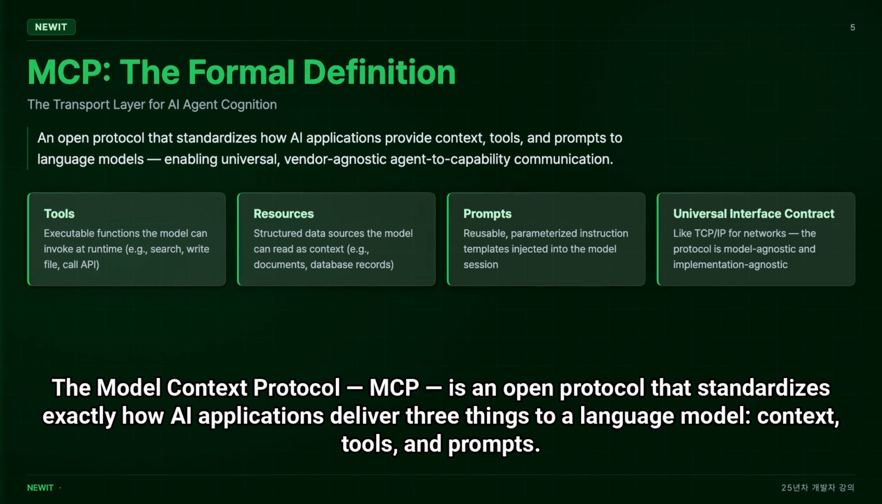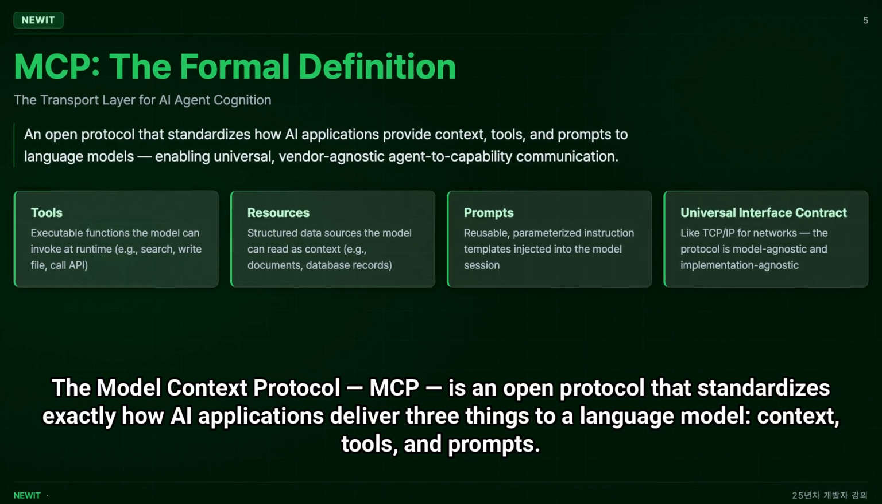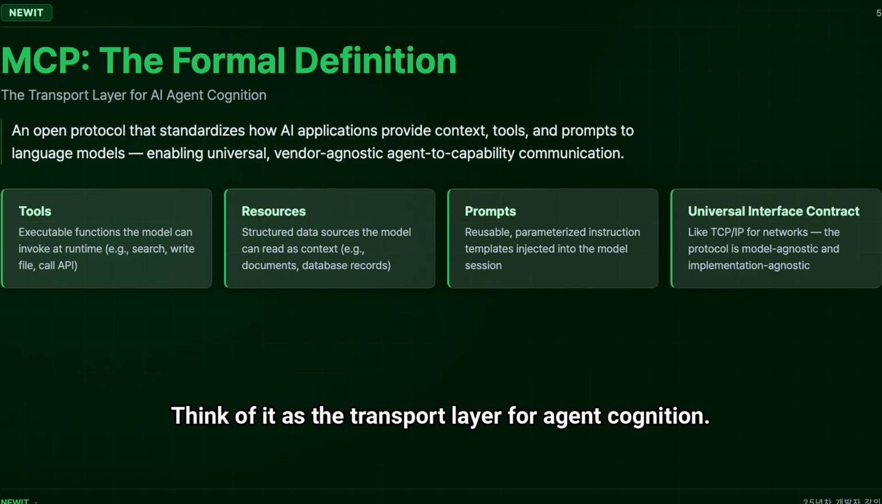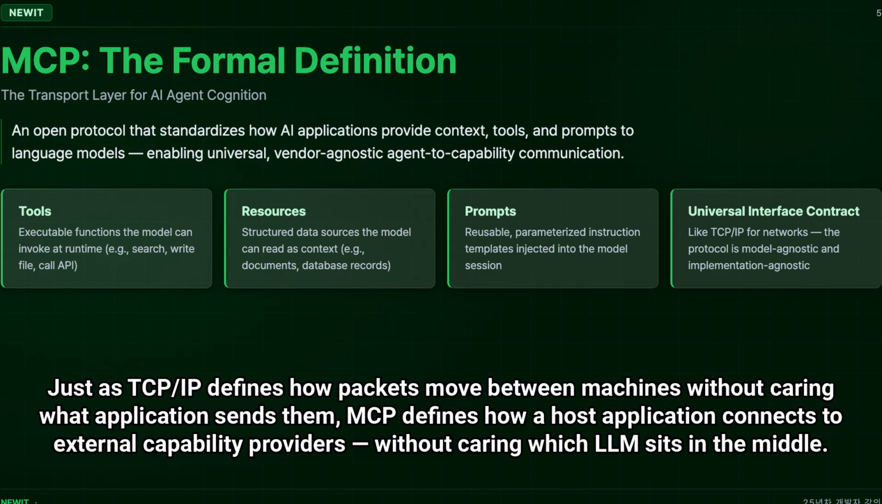Let's be precise. The Model Context Protocol, MCP, is an open protocol that standardizes exactly how AI applications deliver 3 things to a language model: context, tools, and prompts. Think of it as the transport layer for agent cognition. Just as TCP/IP defines how packets move between machines without caring what application sends them, MCP defines how a host application connects to external capability providers without caring which LLM sits in the middle.